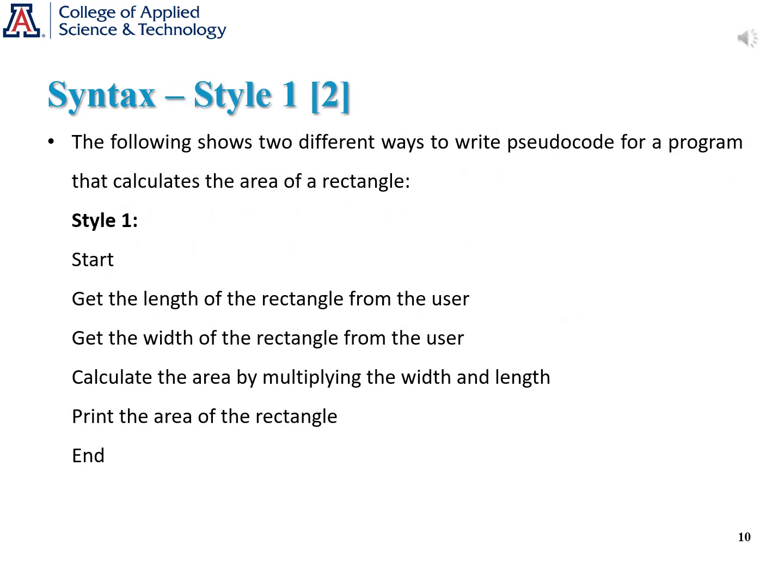Here are two different ways to write pseudocode for a program that calculates the area of a rectangle. We'll see two different thought processes on how to solve this problem. So let's go with style one. In style one, you start and say, okay, get the length of the rectangle from the user. The second statement would be get the width of the rectangle from the user, right? So we got the length and the width, and then we calculate the area by multiplying the width by the length, right? And then we say print the area of the rectangle, and end.